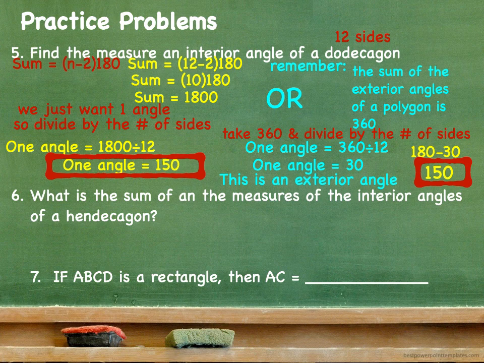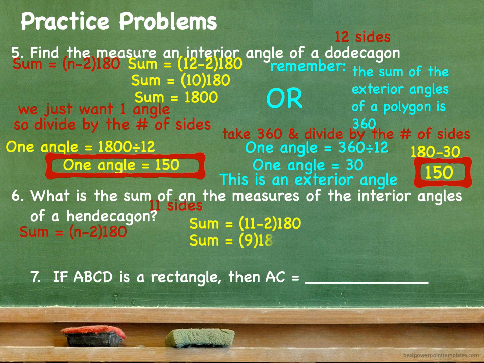Now we'll continue to number 6. The interior angles of a hendecagon, which has 11 sides. We have n minus 2 times 180. 11 minus 2 times 180, we get 9 times 180, which is 1620. They don't want one measure, they want all the measures, so that is the sum of all the measures of a hendecagon.